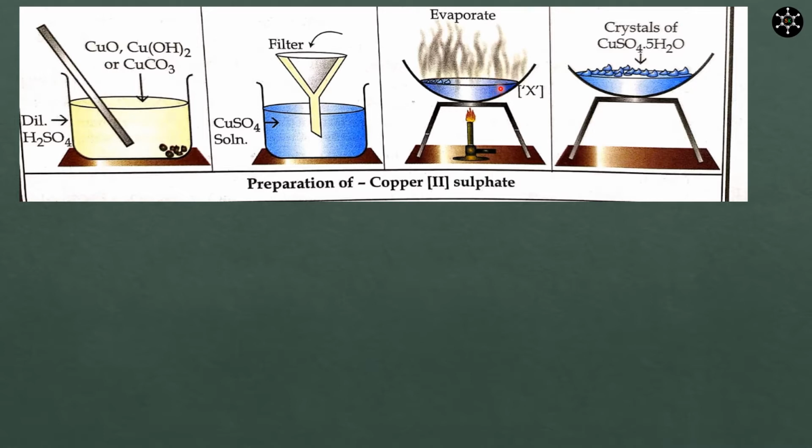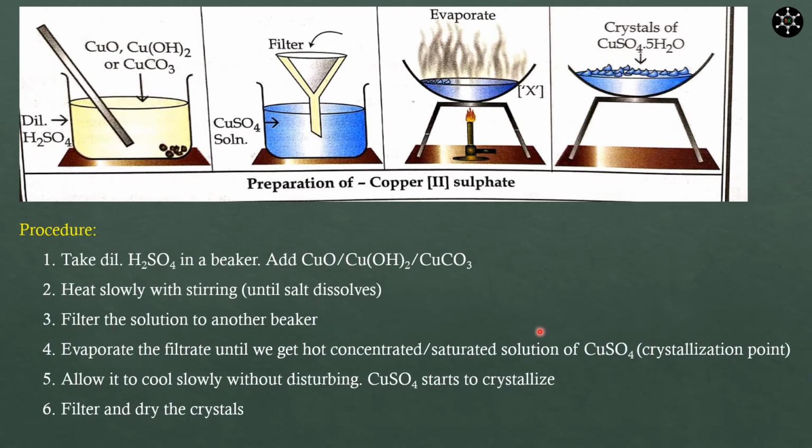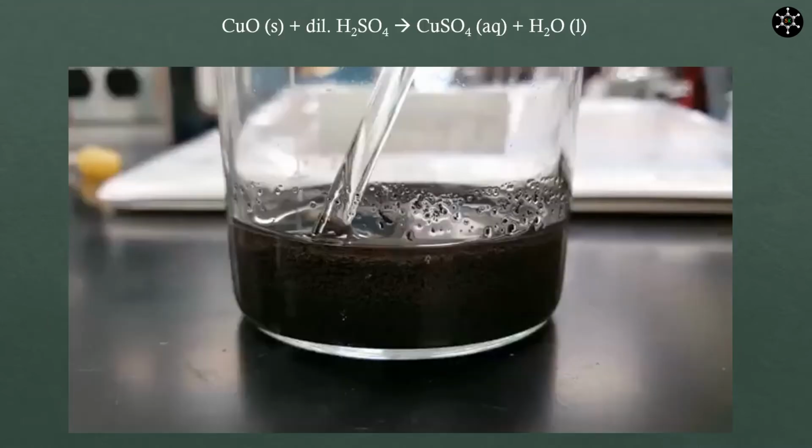Then allow it to cool without disturbing. After some time, we will observe the formation of copper sulfate pentahydrate crystals coming out of the solution. Filter these crystals and dry them. You can go through the procedure here. This experiment is the formation of copper sulfate from copper oxide, which is black in color.